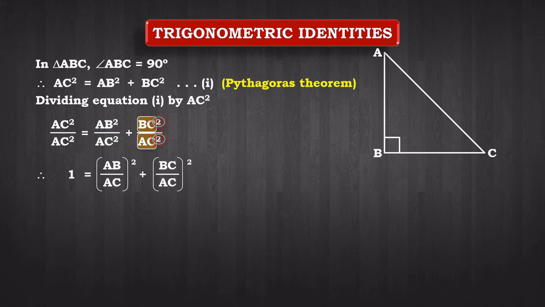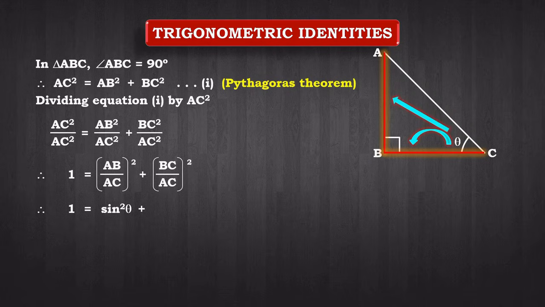Now replace these ratios with their trigonometric values. Since AB divided by AC is sin theta and BC divided by AC is cosine theta, we get 1 is equal to sin squared theta plus cosine squared theta. Rearranging the equation, sin squared theta plus cosine squared theta is equal to 1. This is the first fundamental trigonometric identity, and it is one of the most important identities in trigonometry. It is widely used to simplify expressions and solve trigonometric problems.